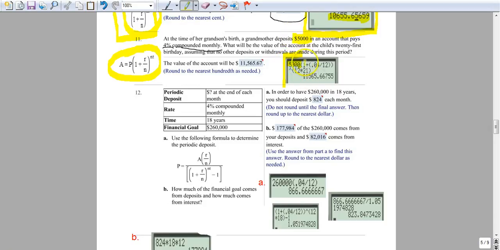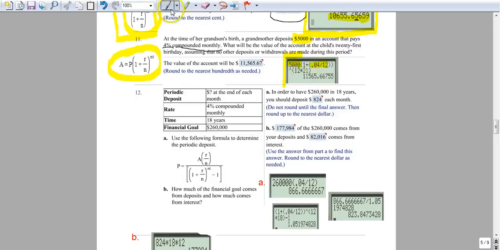times 1 plus R divided by N. The rate is 4%. N is the number of times it's compounded per year, and it's compounded monthly. There are 12 months in a year. To the power of 12 times 21. 12 is N, 21 is the number of years.